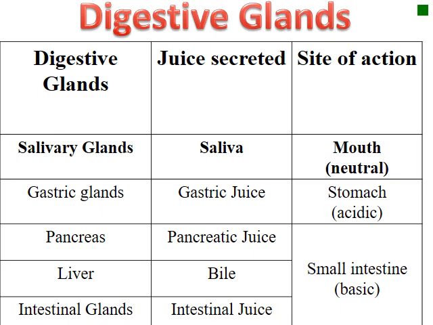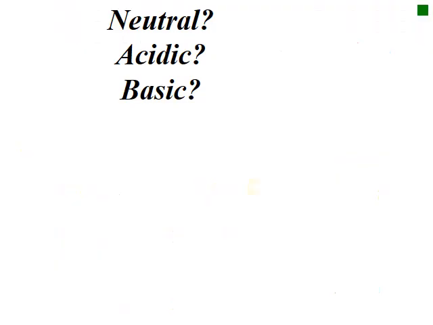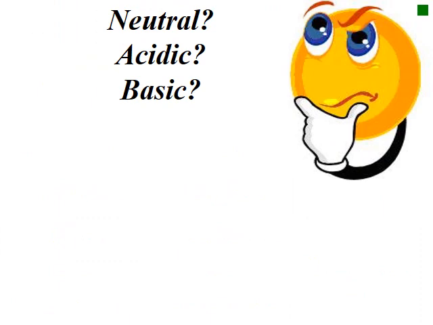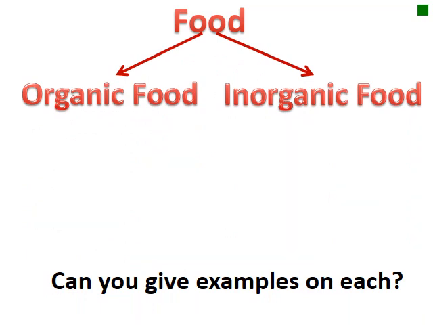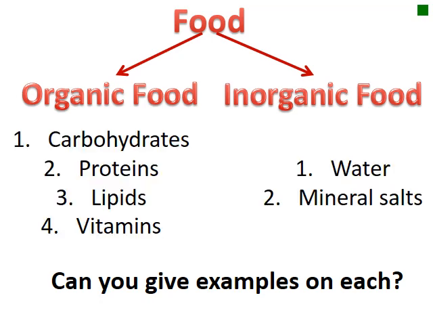The pancreas secretes pancreatic juice. The liver secretes bile. Intestinal glands secrete intestinal juice in the small intestine, where the medium is basic. So let's here talk about neutral, acidic, and basic. Neutral means that the medium's pH is equal to 7. Basic, pH greater than 7. Acidic, less than 7.